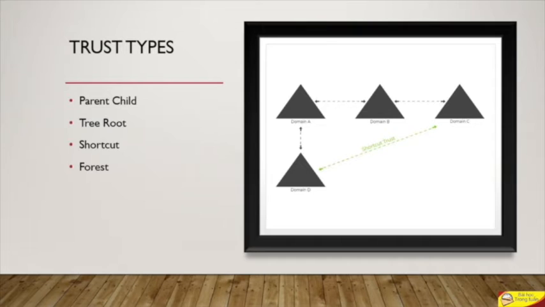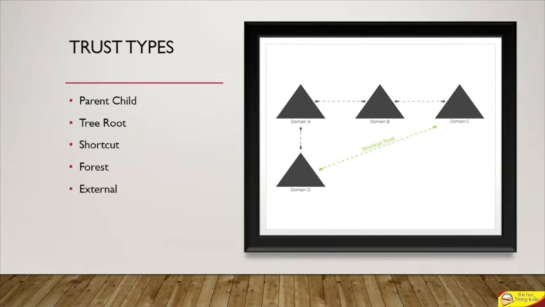Now, a forest trust is just like it sounds. It allows you to establish either a one-way or two-way trust between two Active Directory forests. As a side note, a forest, if you don't already know, is a collection of trees. Just like if you were to go outside in the forest, you'd expect to see more than one tree. And a tree is a collection of domains, just kind of like what we have in this picture here.